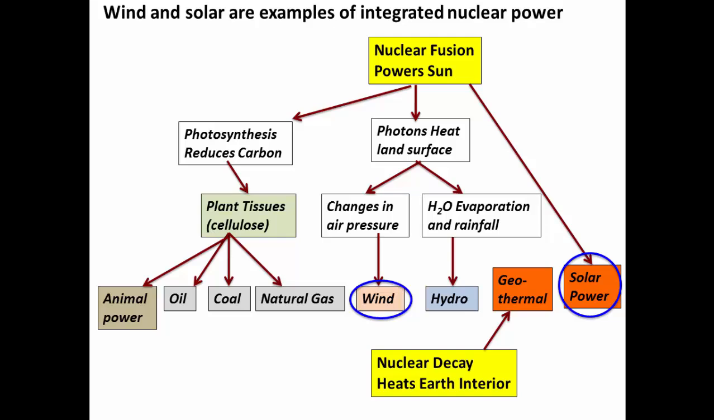So before we get started, I'll just make the point again. Wind and solar are both forms of integrated nuclear power. The nuclear fusion in the sun releases photons, which can then be directly harnessed as solar power. Or in this case, those photons will heat the land surface. They'll drive changes in air pressure between hotter and cooler parts of the surface, which gives rise to wind. So really we're harnessing nuclear power when we harness wind energy, but it's been processed through Earth's energy system.